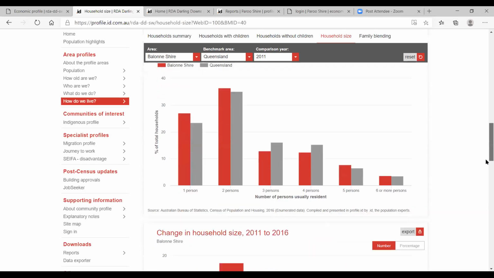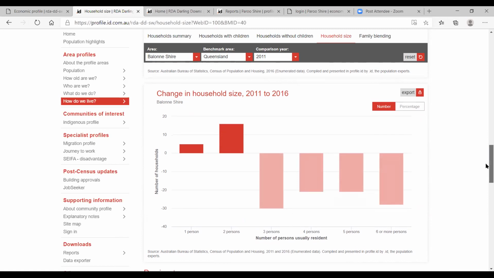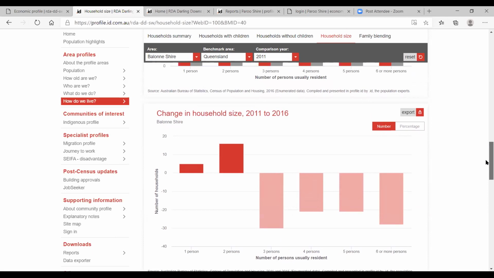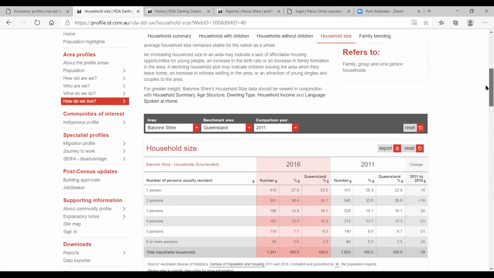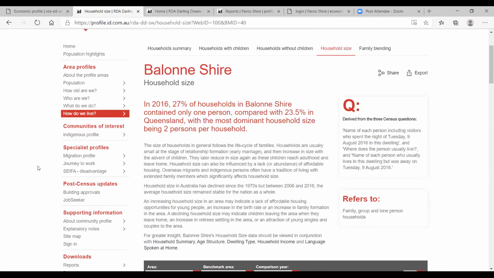So let's move down and see where we've changed. We've changed here, guys, now 1 and 2 person households. So we've had a fall away in all of these 3 person plus households. So that's all of our families moving outside of the region. So that's how do we live.